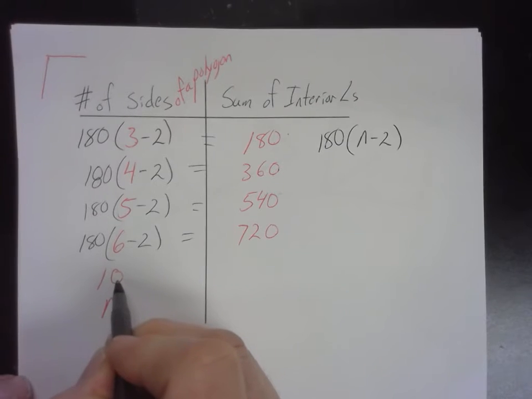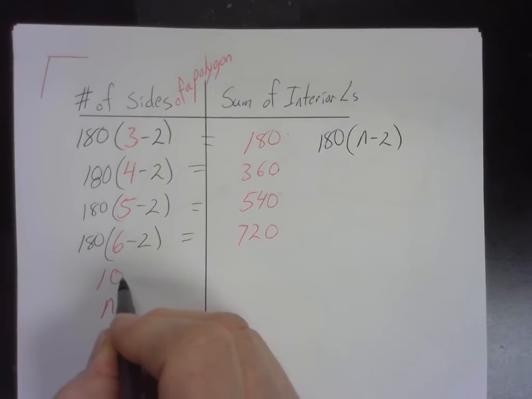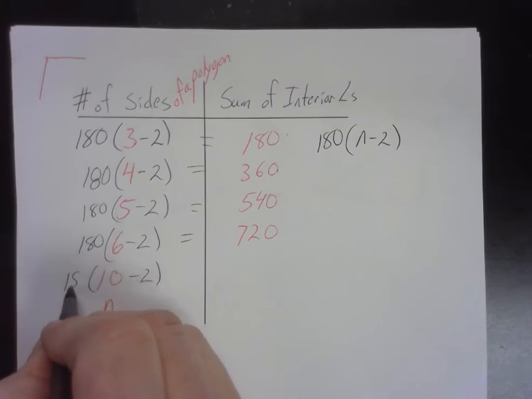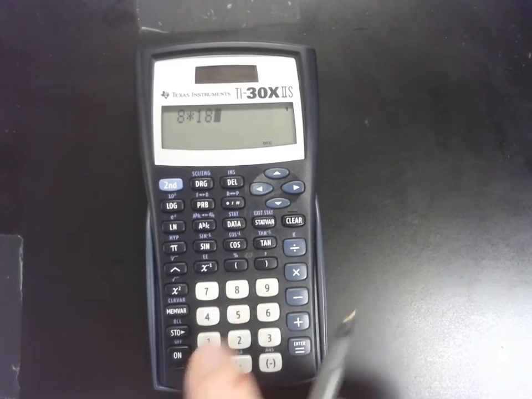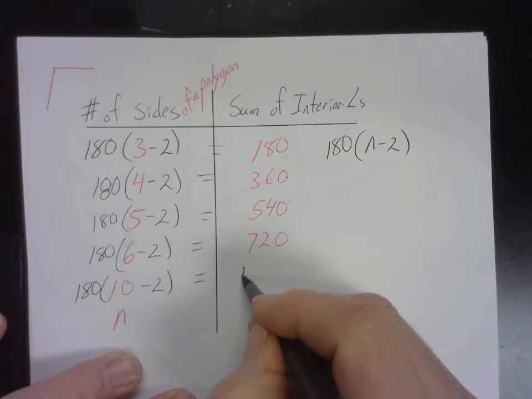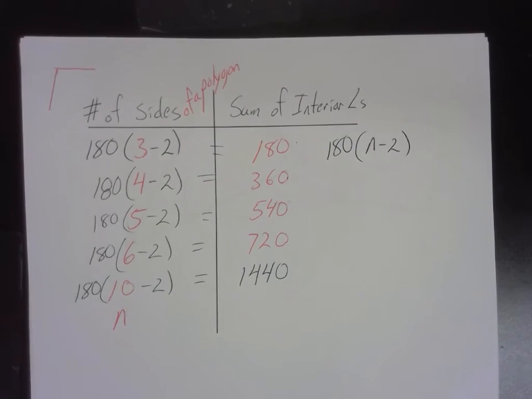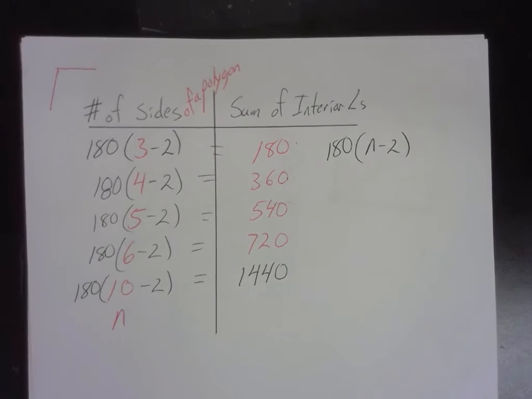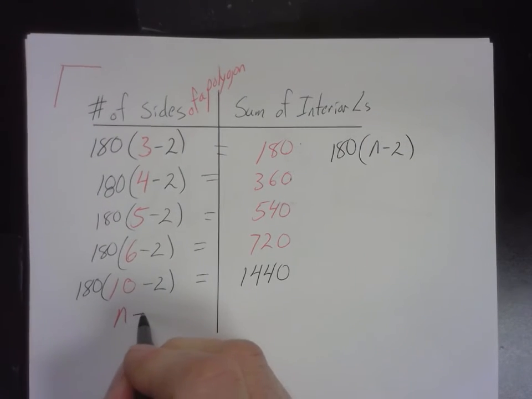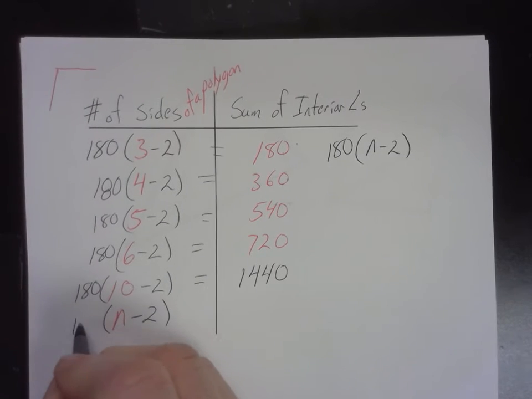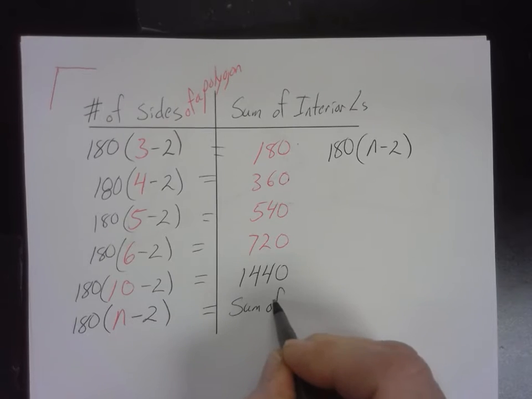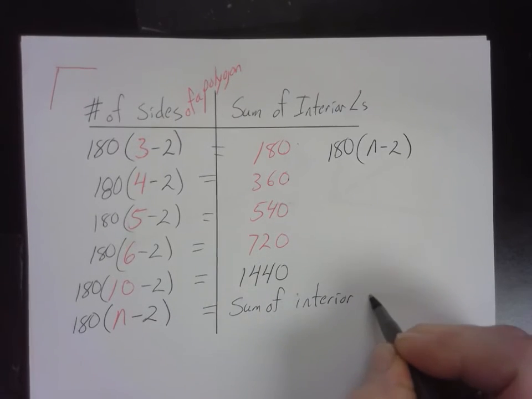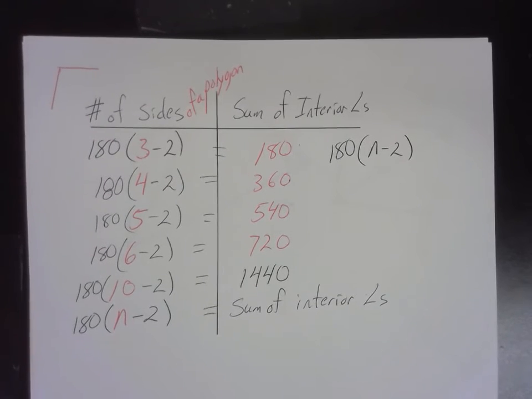If it has 10 sides, we go 10 subtract 2, which is 8. We multiply that by 180, which is 1440. Now, if it has n sides, you take n subtract 2 and multiply by 180, and that gives us the sum of the interior angles. So that's our formula right there.